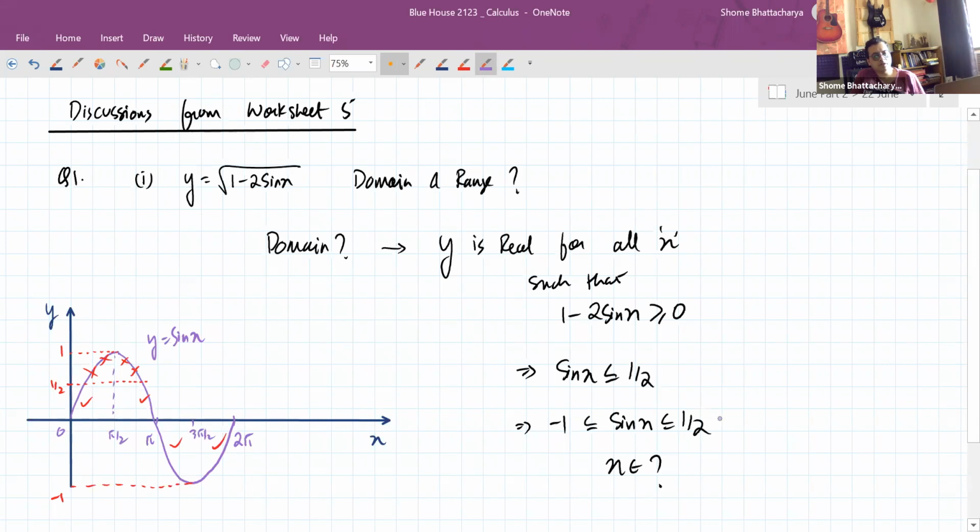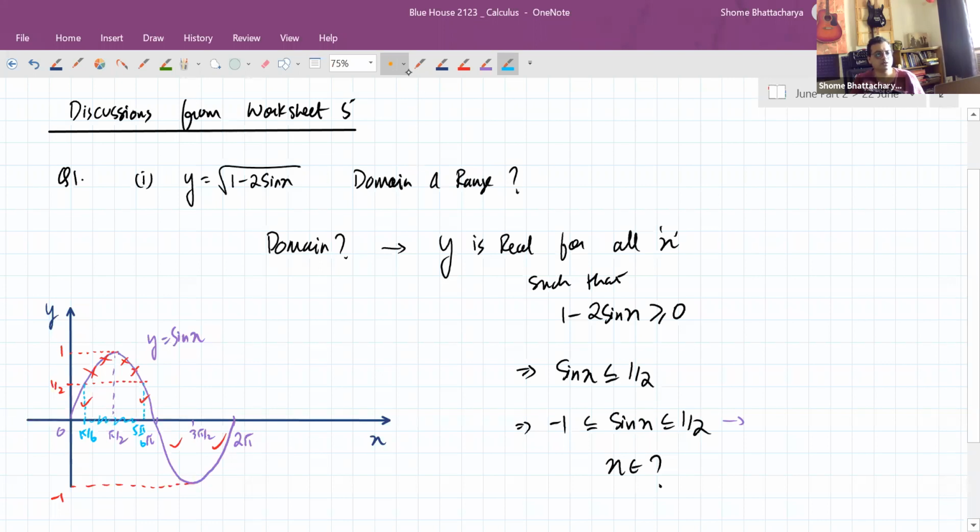Because we want sine x to be less than equal to half. So you can see from this that this point here is 30 degrees or pi by 6, and this point here is 150 degrees or 5 pi by 6. So we have to remove this part of the domain. Rest of the values are fine.